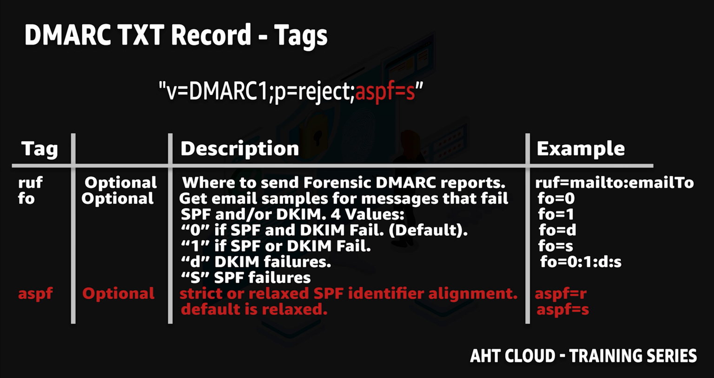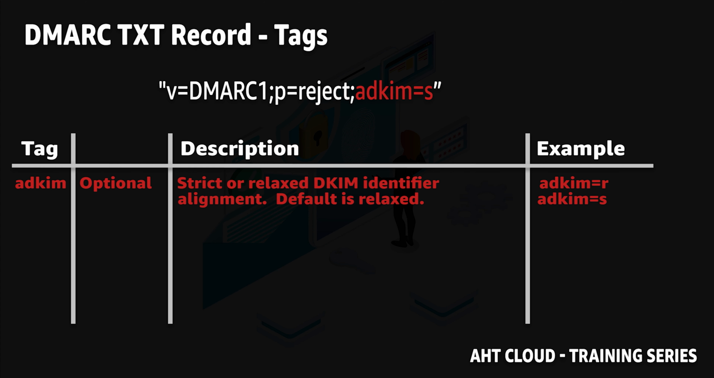The ASPF tag is an optional tag. You can use this to specify if you want to set your SPF policy to strict or relaxed. By default, if you don't include this option, it's always strict, which is your best option. Remember guys, your SPF policy basically makes sure all emails sent using your domain are authorized to send emails. We also have the ADKIM tag, which is identical to the ASPF tag, but it's for your DKIM policy.